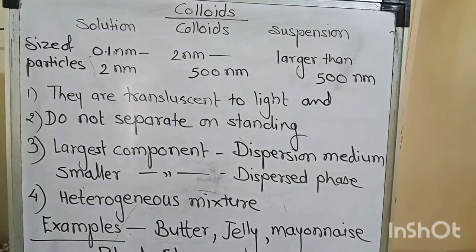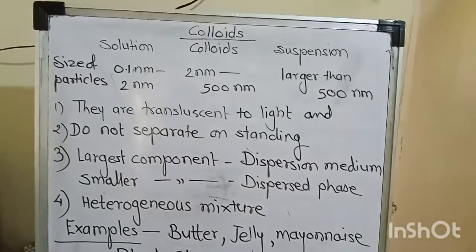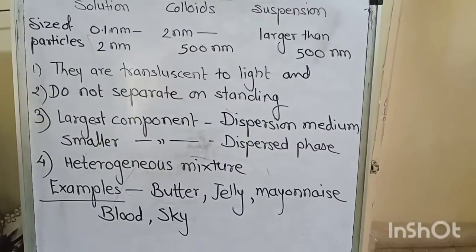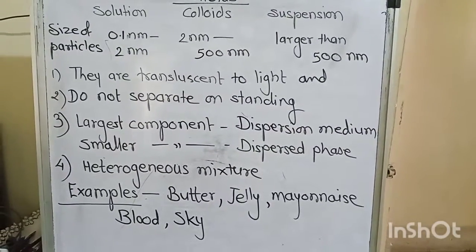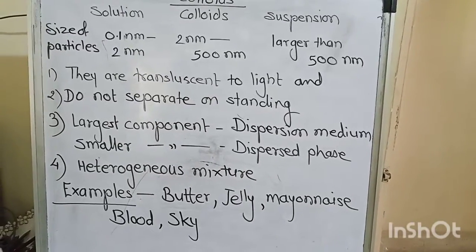And the smaller component, meaning smaller amount wise, is called the dispersed phase. So it is a heterogeneous mixture. The examples are butter, jelly, mayonnaise, blood.